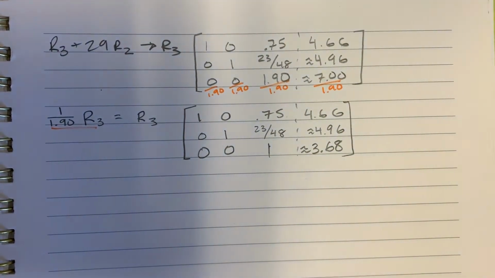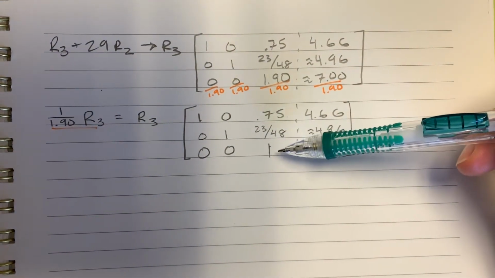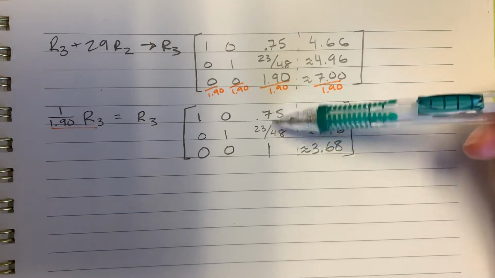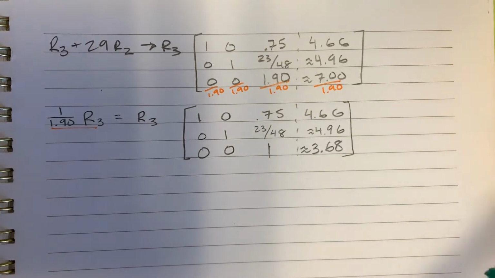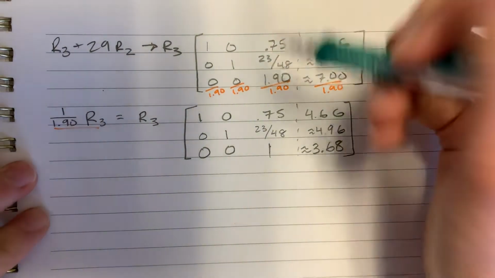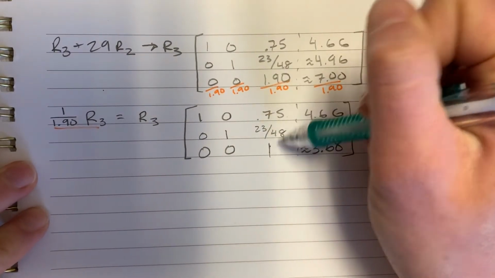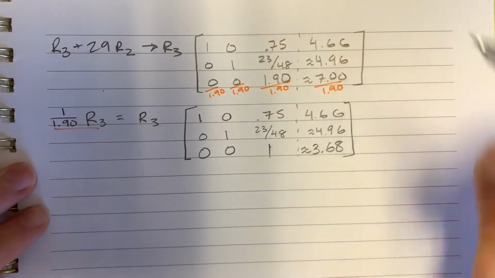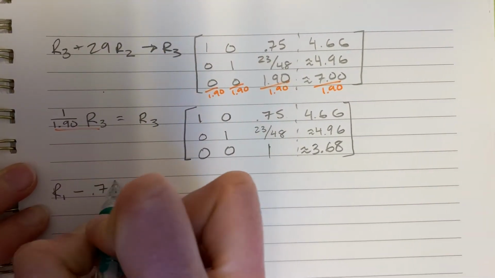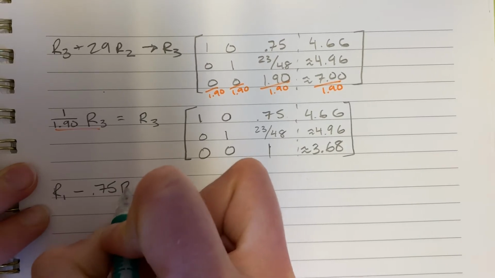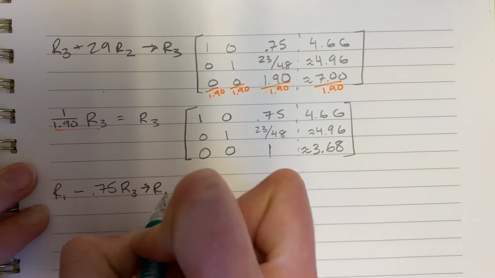So we've got our 1 here. Now it's kind of nice. We just need to change this to a 0 and this to a 0. We just have to multiply row 3 by that number and subtract them. All right. So we're going to start with this number. So we need this to be a 0.75, and then we'll subtract them. So I'm taking row 1, subtracting 0.75 of row 3 to get my new row 1.